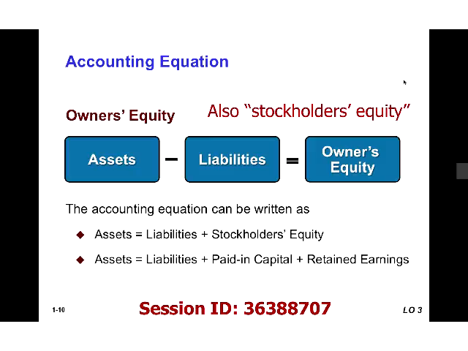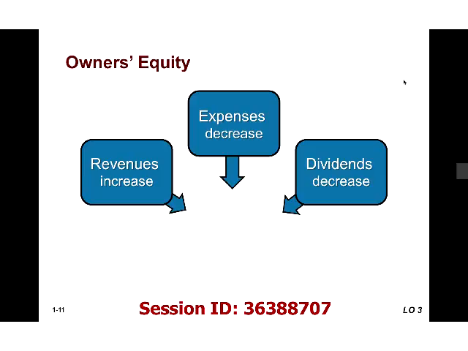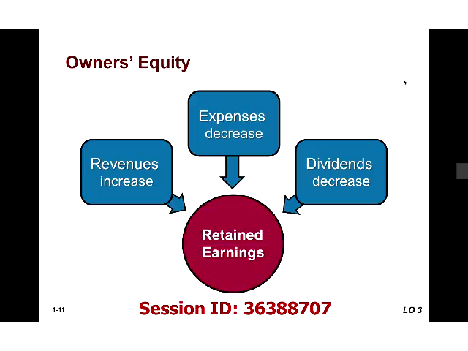And stockholders' equity actually has two components: there's paid-in capital and there's retained earnings. So we can expand that accounting equation as we go, but fundamentally we have assets equal liabilities plus equity. But we can rearrange that, and we might rearrange it as we go forward. Now, owner's equity is impacted by multiple things.